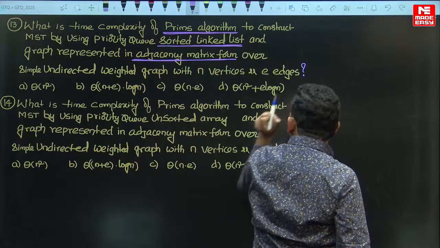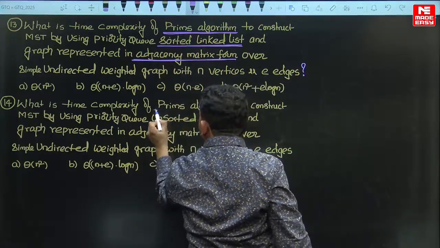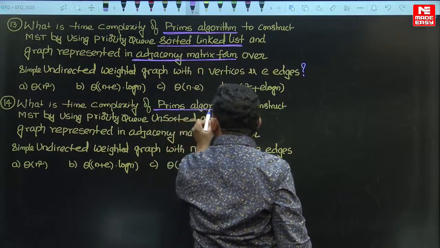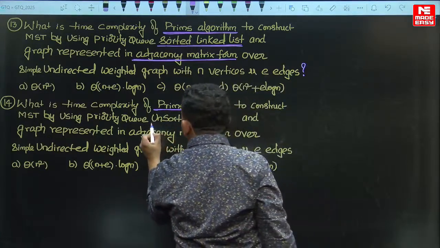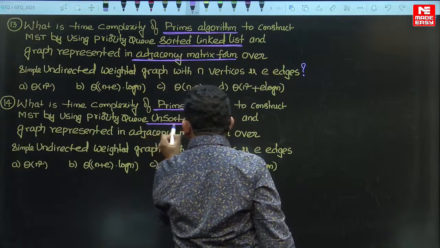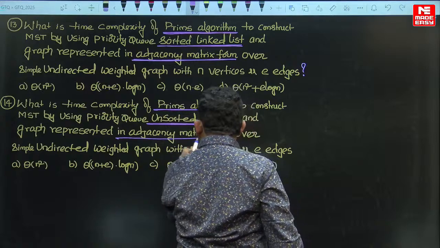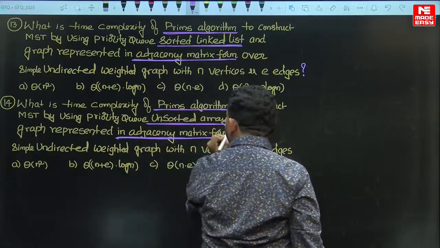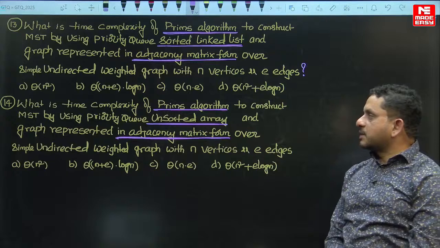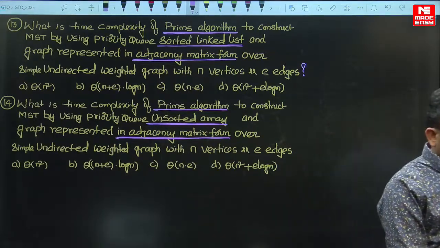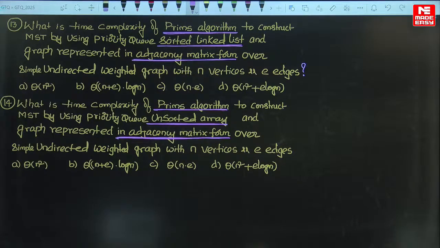The same question for the next one also. Prim's algorithm only. Time complexity of Prim's algorithm. The priority queue is unsorted array now, and the graph represented in adjacency matrix form. So what is the time complexity of these two algorithms? Time complexity of Prim's algorithm by using priority queue for greedy selection as sorted linked list. For the next question, priority queue is unsorted array.